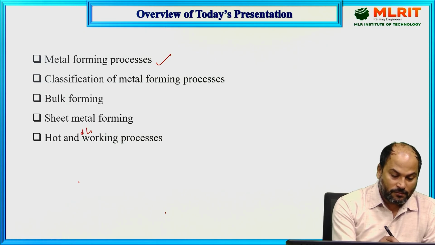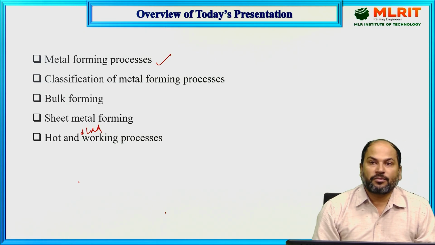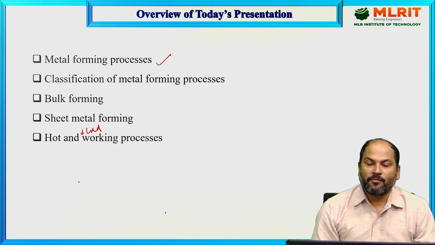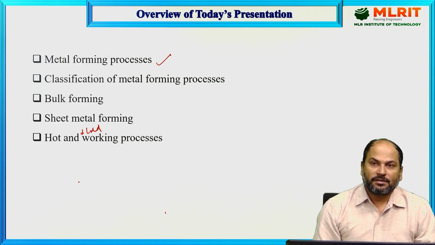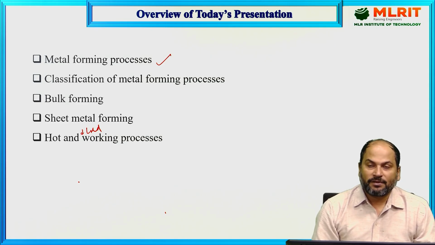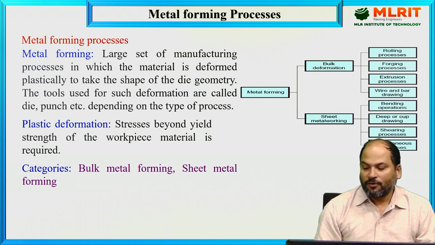Hot and cold working processes, we'll define these, and comparatively we'll see the advantage of hot working and the advantage of cold working. Similarly, the disadvantage of hot and cold working processes. So we are starting with the metal forming processes.